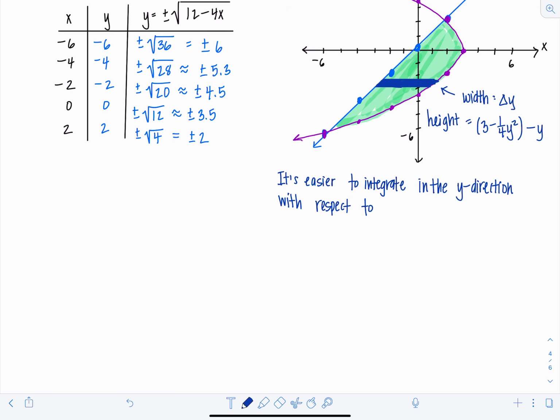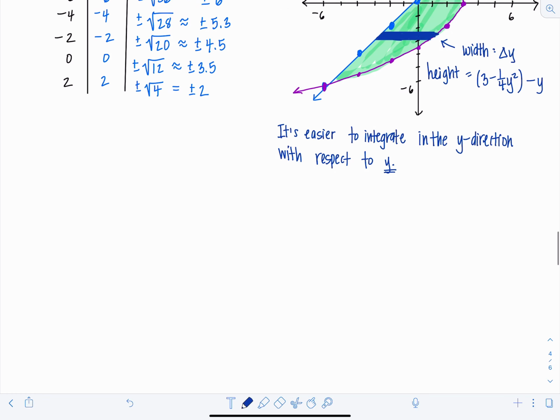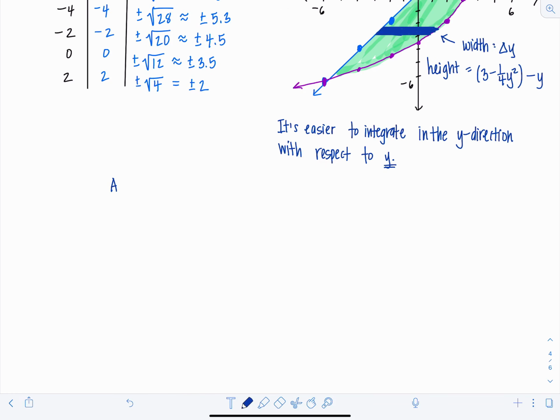It's not that you couldn't do it in the x direction, but you'd have to split your integral. And who wants to do that? Okay, so let's set things up. So the area is going to be given by the integral. Now look at the limits. They have to be in terms of y.